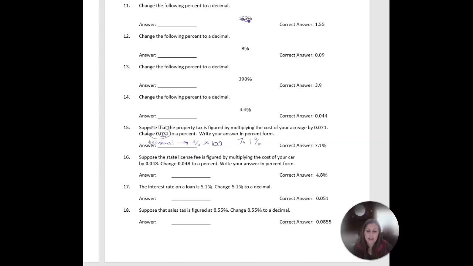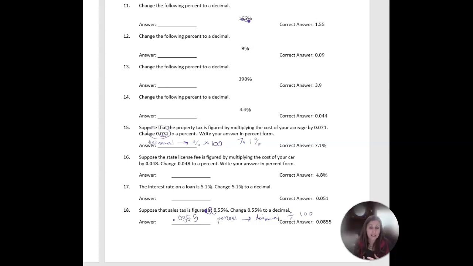Okay, we'll do the last one. Number 18, suppose that sales tax is figured at 8.55%. This is a percent, so we're doing the opposite. We want to go to a decimal. What do you do to convert a percent to a decimal? You divide by 100 this time, which is the same as going 2 to the left. So if I go 1, 2, and don't forget you have to put a 0 in that gap. So that's where we're getting our answer of 0.0855.